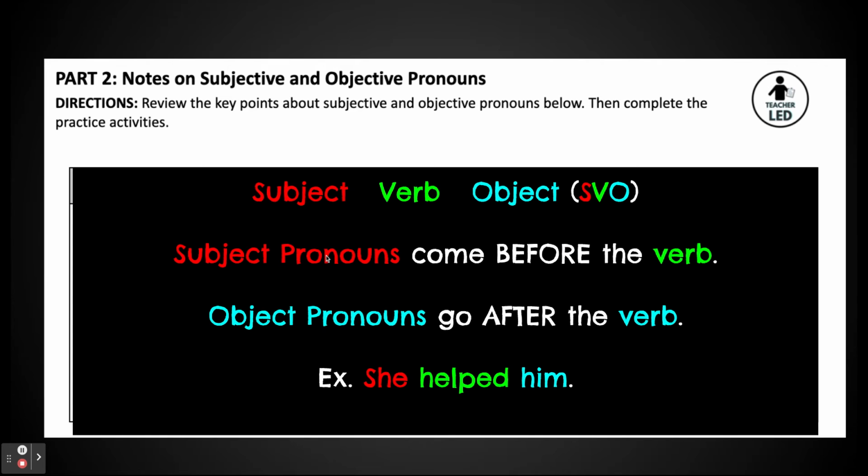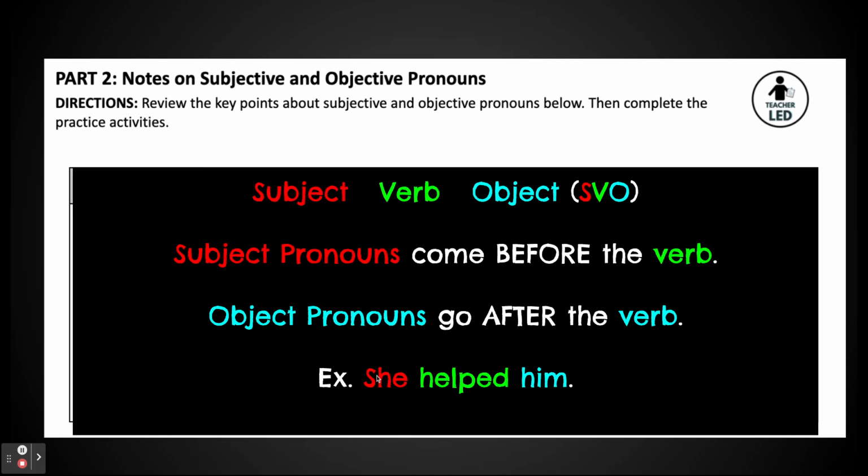So subject pronouns, when we talk about them, are going to come before the verb, the action, just like I in those sentences above. Object pronouns are going to come after the verb, just like the pronoun me in the sentences above.